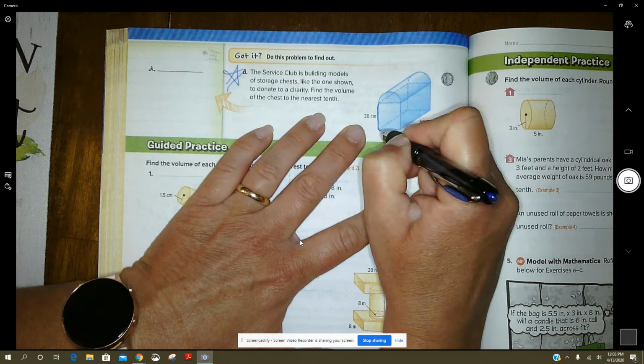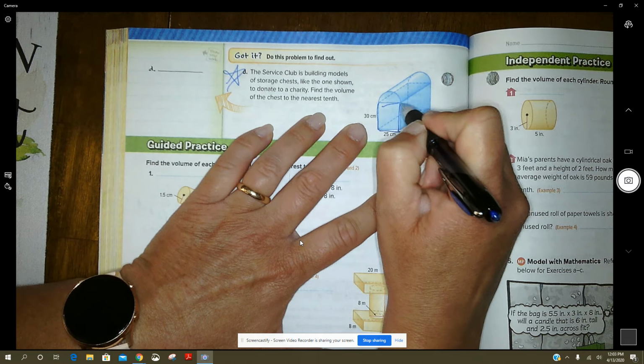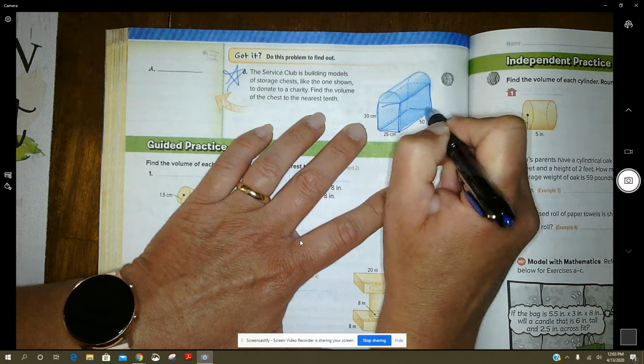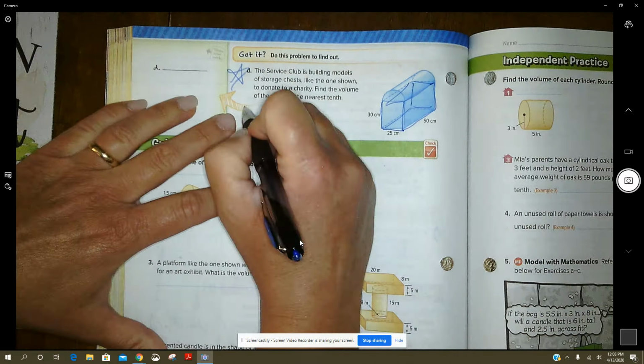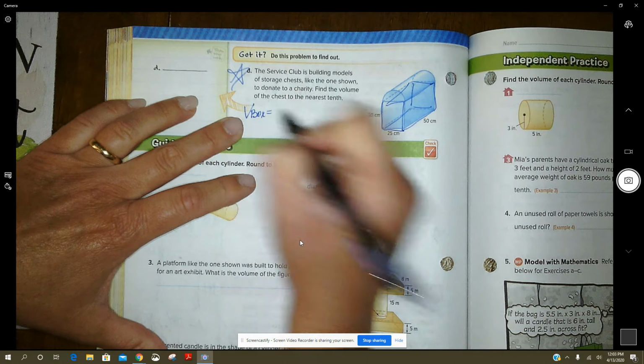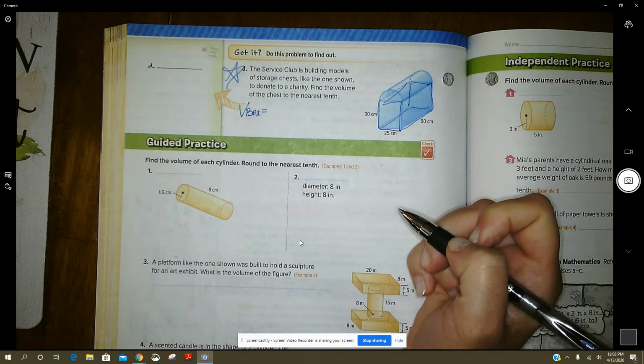So the first thing we're going to do is find the volume of this rectangular piece at the bottom. So let's go find the volume of the bottom. So we're going to find the volume of the box. Volume of the rectangular prism, right?